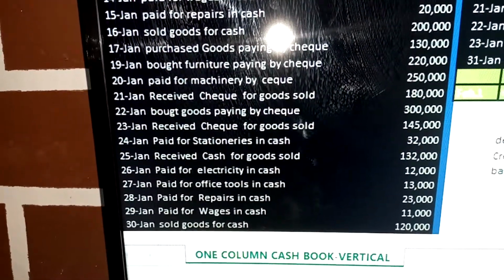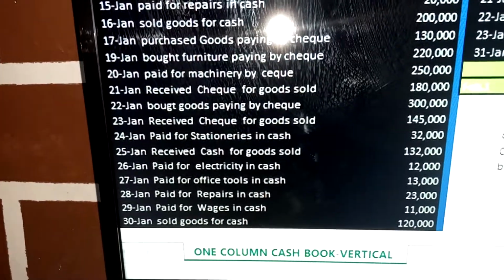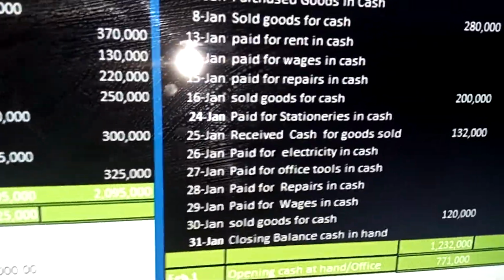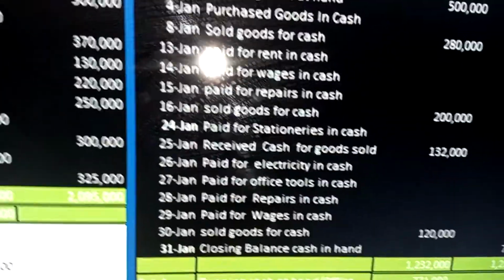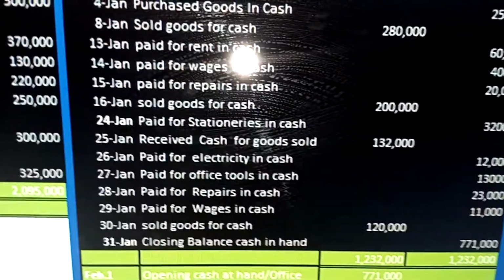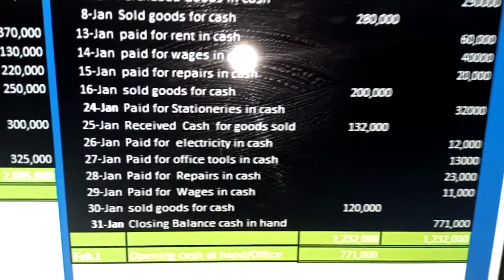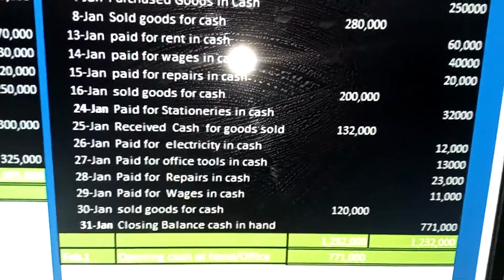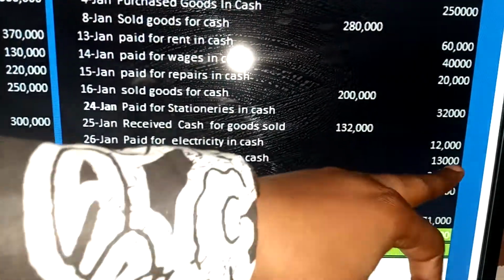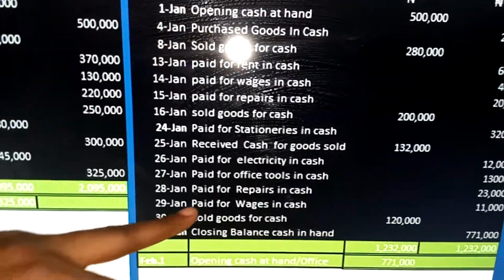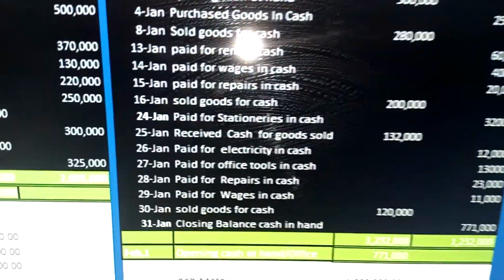So the next one is 28th, paid for repairs in cash, 11,000. It's affecting cash as well. So we go to the office cash single column cash book. So we have 28th, paid for office repairs, 11,000. And then on the 29th, paid for wages in cash, 11,000. It's also cash. So we say 29th of January, paid for wages in cash, 11,000.